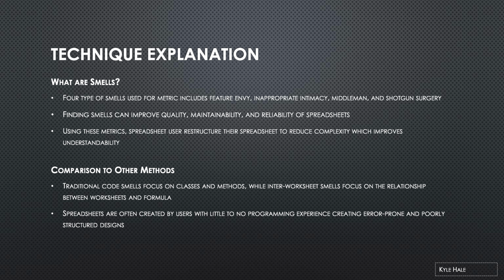3. Middleman, which is when a worksheet acts like a middleman where no meaningful process or transformation is added, which adds unnecessary complexity by adding extra layers of direction. And lastly, 4. Shotgun surgery, which is when one worksheet or formula is being referenced by many other formulas or worksheets. This makes modifying the original formula and/or worksheets hard as it has a huge impact. Finding these smells can improve the quality, maintainability, and reliability of spreadsheets.